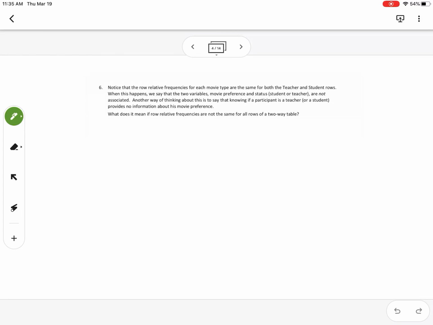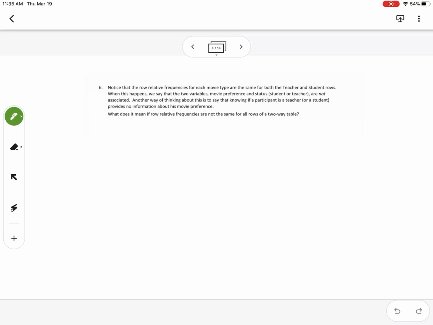So, for number 6, it says notice that the relative row frequencies for each movie type on the previous page for teachers and students were the same. When this happens, we say that there is no association. Another way of thinking about this is saying that if a participant is a teacher or a student, it provides no information about which movie they prefer.